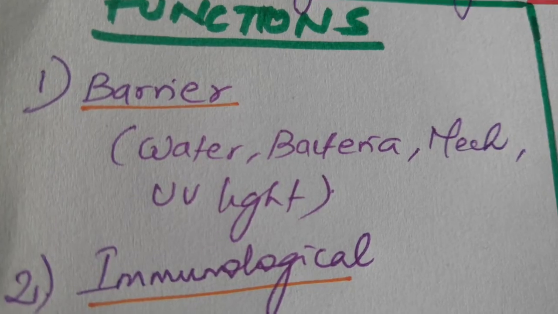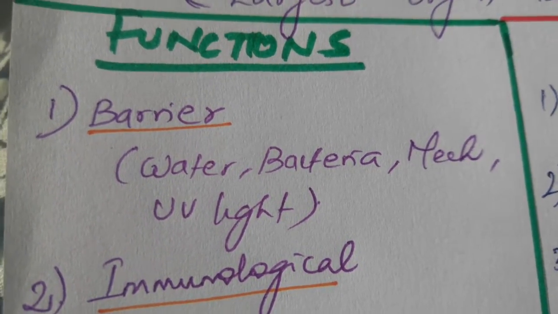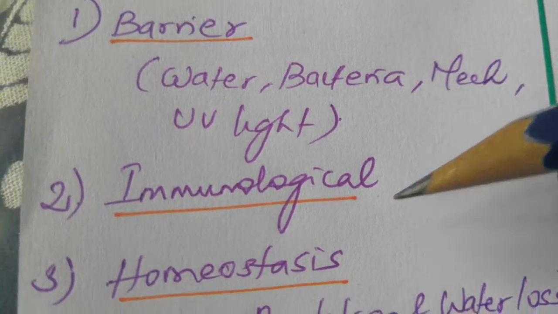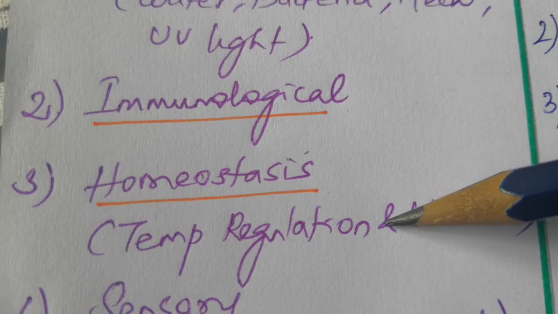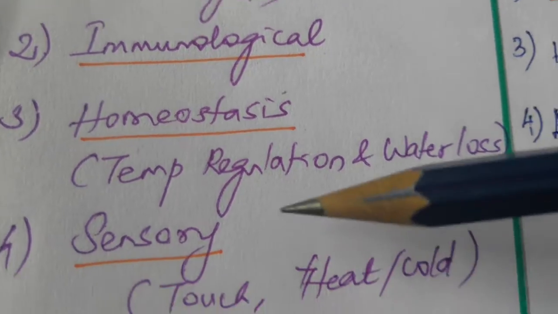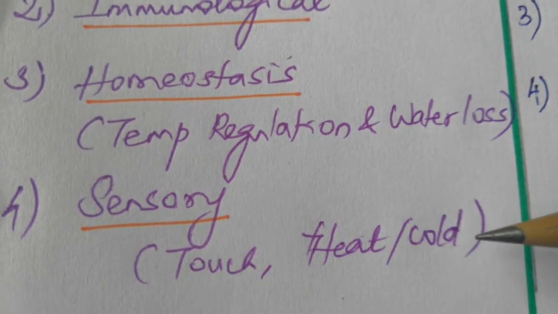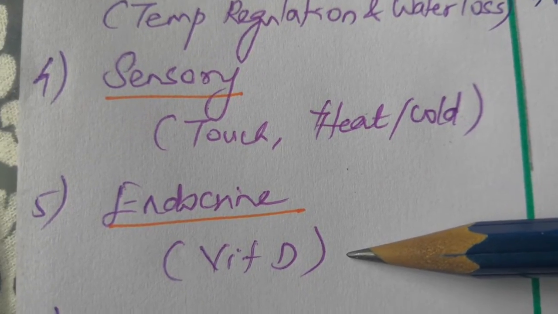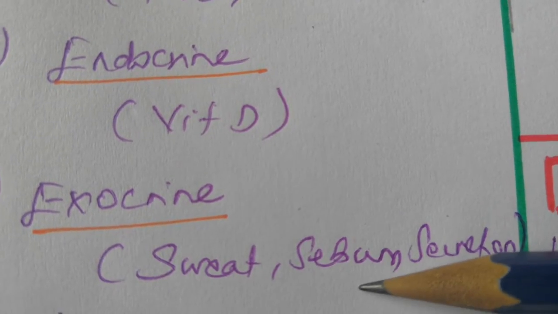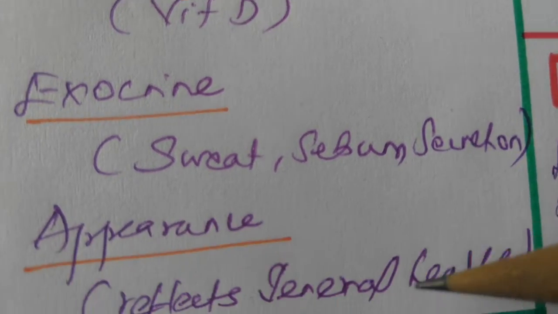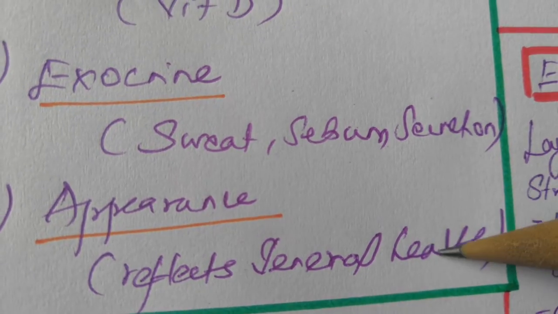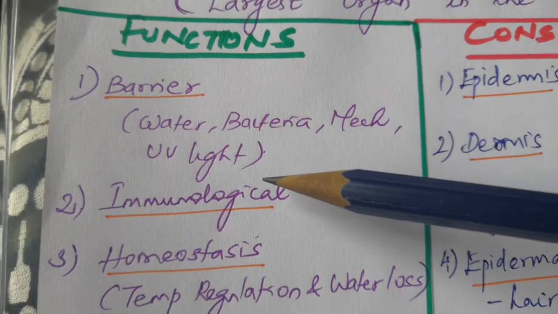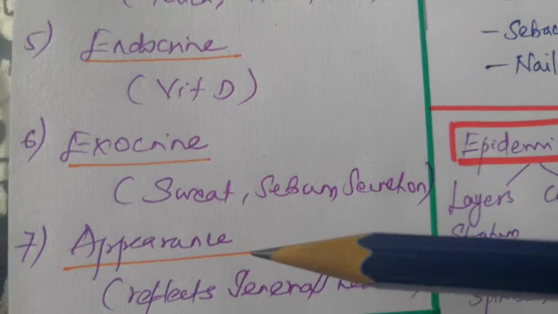So it acts as a barrier: water, bacterial barrier, and also a mechanical barrier and UV light barrier. Coming to immunological barrier and also homeostasis, which regulates the temperature and water loss. Sensory: touch, heat, cold will be felt with the skin. Endocrine for the secretion of vitamin D, and exocrine for the secretion of sweat and sebum. And also appearance, which reflects the general health of a particular patient. So it is totally 7 functions starting from barrier till the appearance.